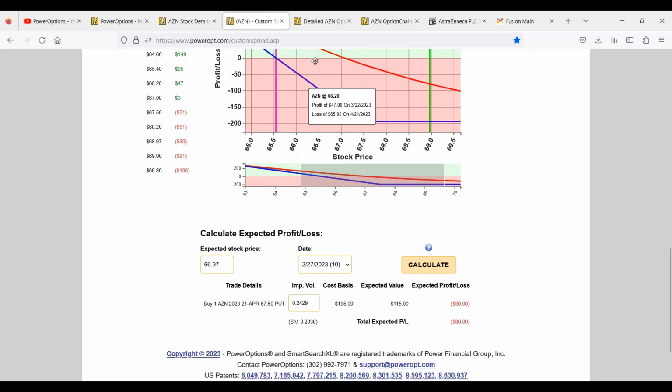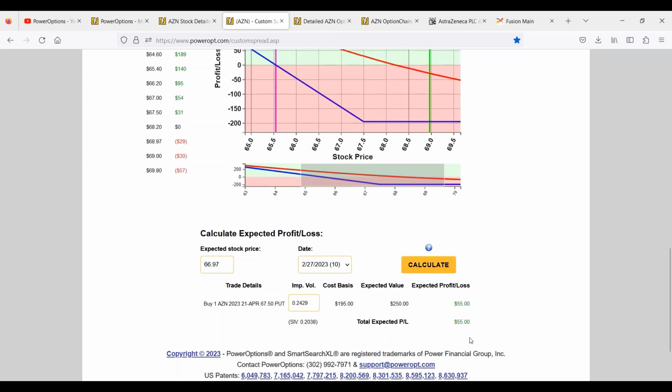Let's go 10 days out in time. That's a good round number. Okay, so we'd expect a gain with implied volatility of 0.2429 of 55 cents. Not quite tracking the delta exactly at negative 0.37. We'd expect that to be up to 74 cents.